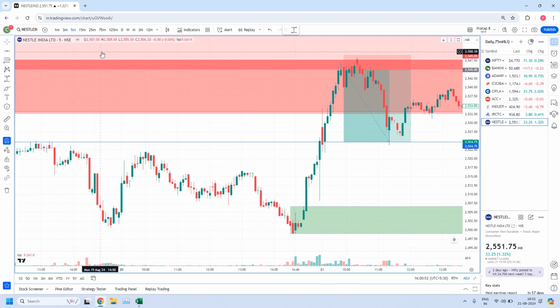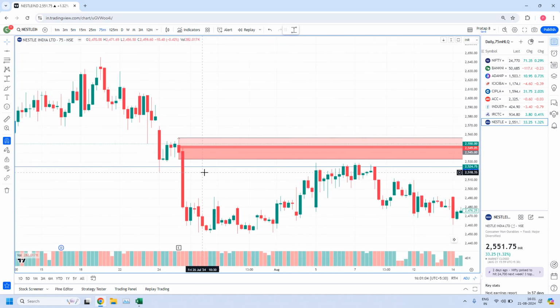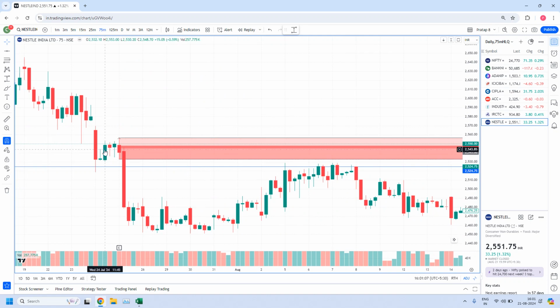Let me explain how we fine-tuned the zone, and later how we achieved the RR. These points we will discuss. So I'm changing the time frame to 75 minutes time frame. So here we have a rally, 3 base candles and a drop candle. So rally, base, drop. This is the 75 minutes high liquidity zone identified by our software.